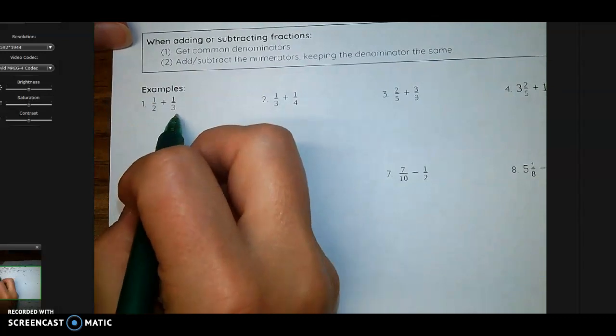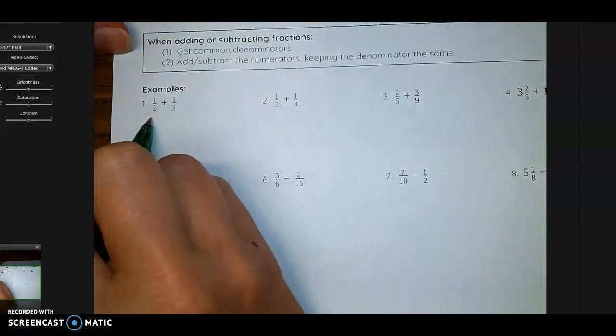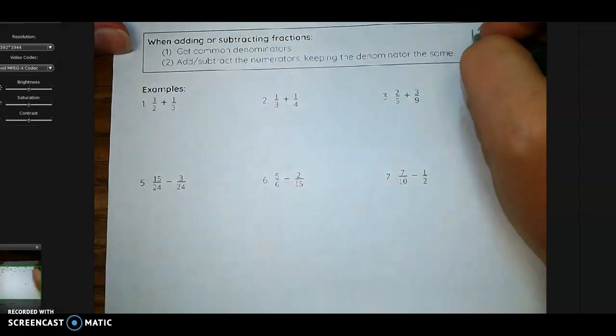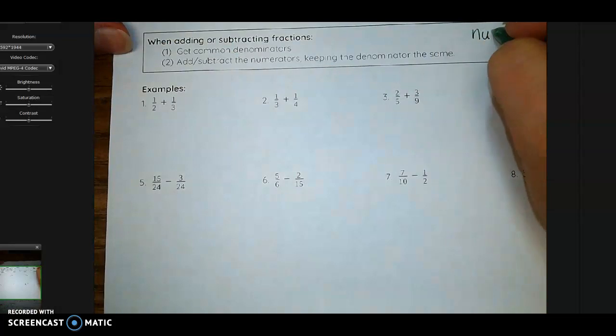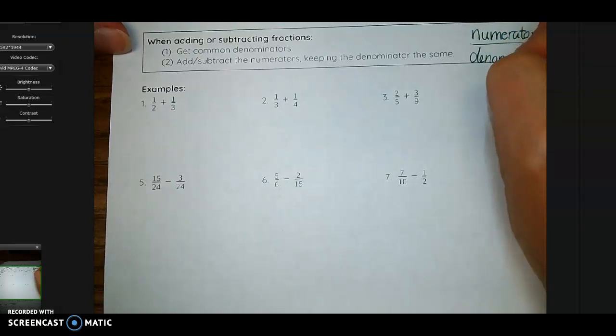1/2 and 1/3 rather. I'm adding them together. They do not have a common denominator right now because once again, my numerator is on the top. Make sure this is in the frame where you guys can see it. And my denominator is on the bottom.